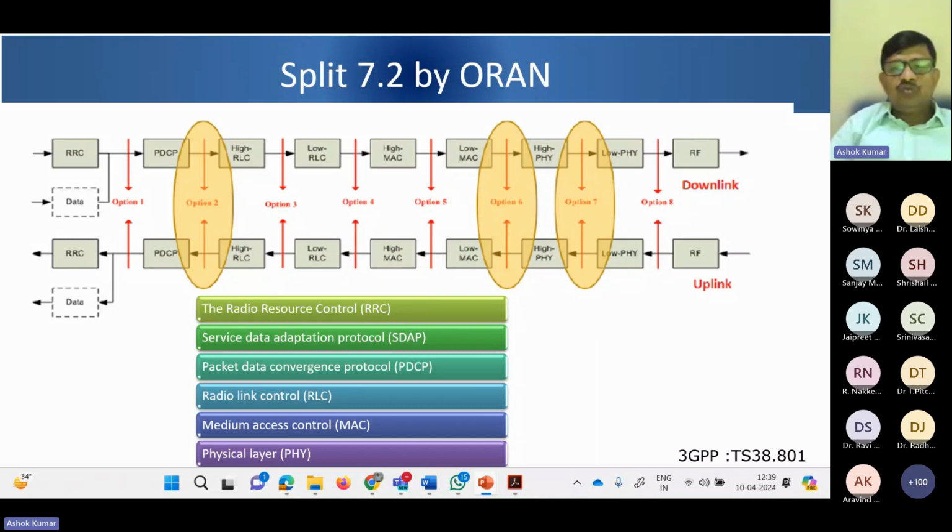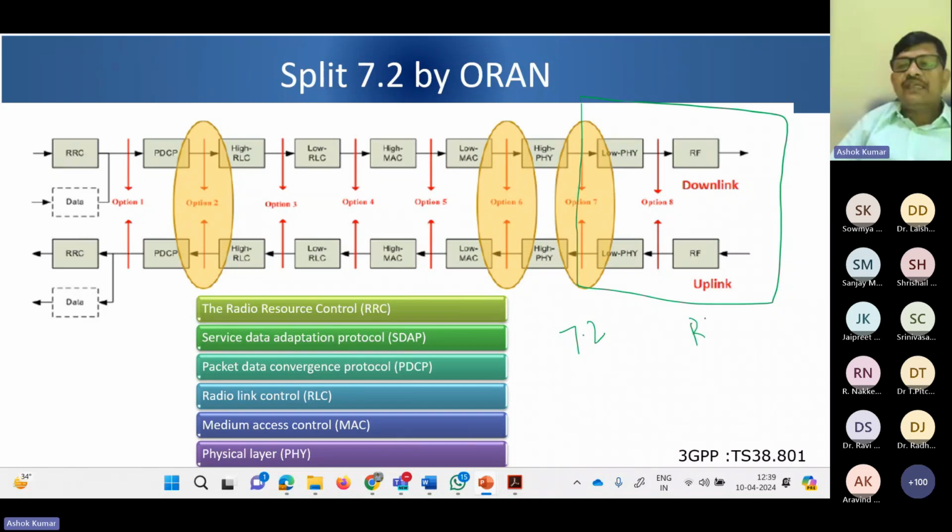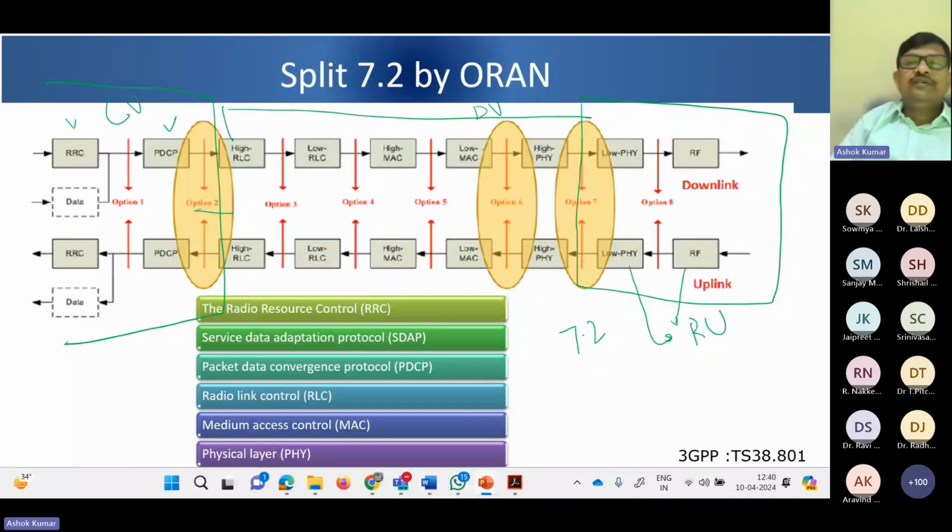As we have discussed, the ORAN Alliance follows split 7.2. 7.2 means this is option 7. So this is your RU that handles the lower physical part and the RF part. At the CU, I follow split option 2, so the higher layers of PDCP and RRC. So this is our CU, and the middle part is your DU. That's why you call it 7.2, because option 7 and option 2 are combined. So the name given is 7.2 in the case of the ORAN Alliance.